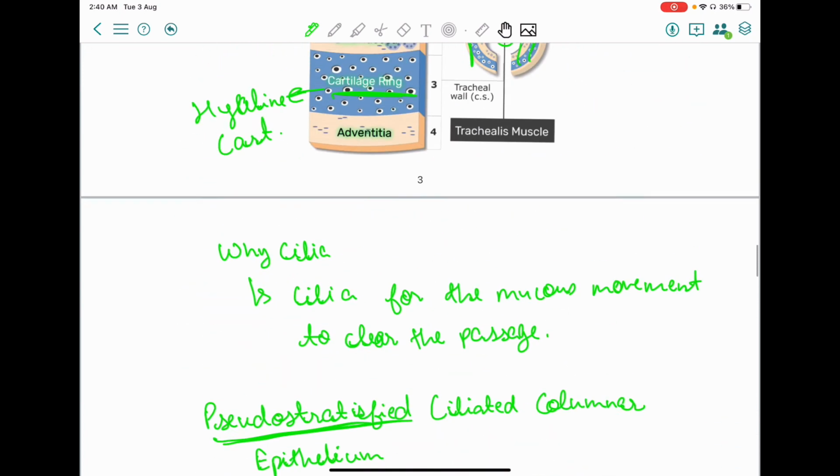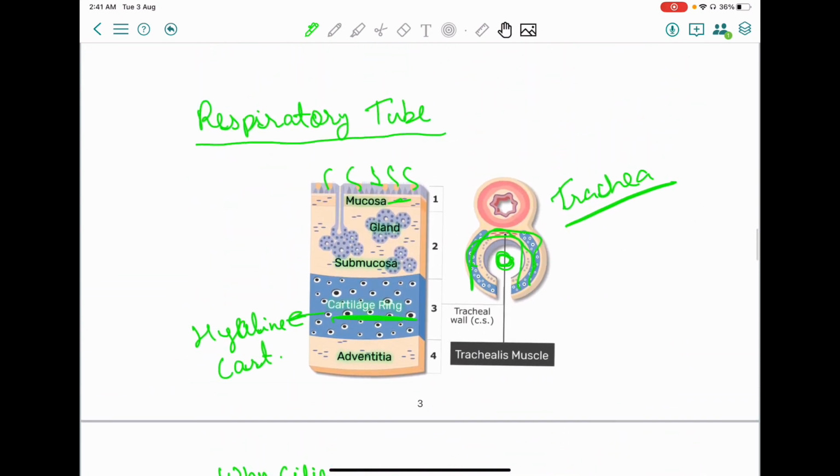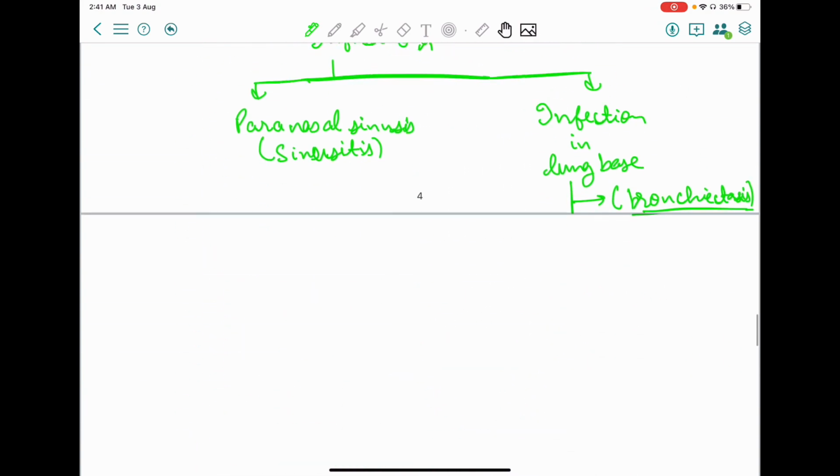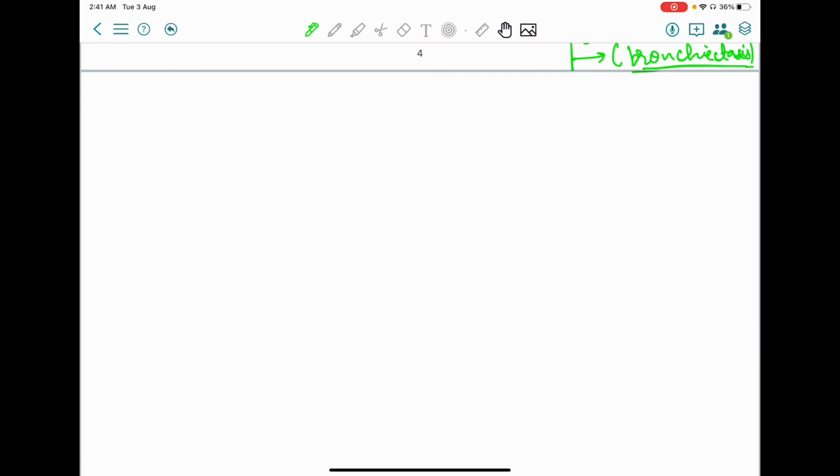So this is also a covered respiratory tube, where there is mucosa, gland, submucosa, then hyaline cartilage, and then there is the adventitia layer, as you all know. Now let's go to the next one, that is the renal tube.